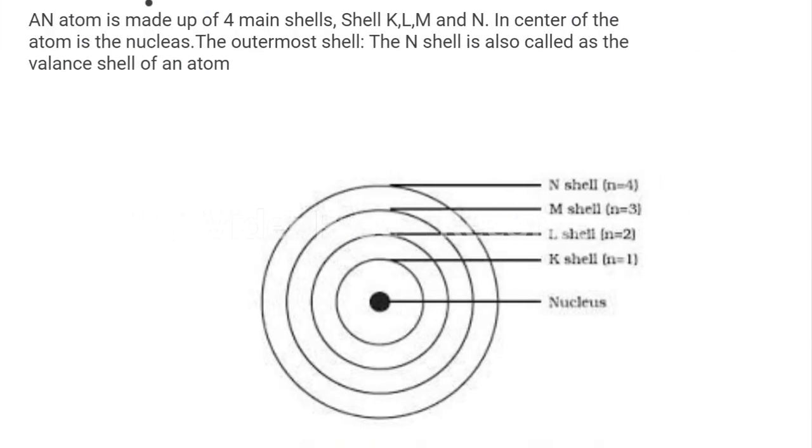An atom is made up of 4 main shells: shell K, L, M and N. In the center of the atom is the nucleus. You can see here this thing, it is the nucleus. The outermost shell, that means the N shell, is also called the valence shell of an atom.